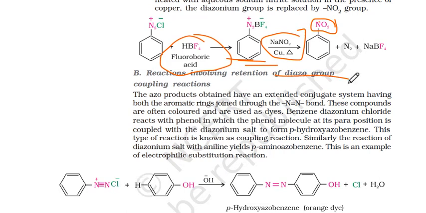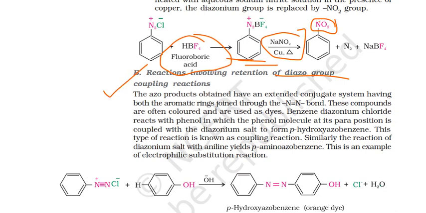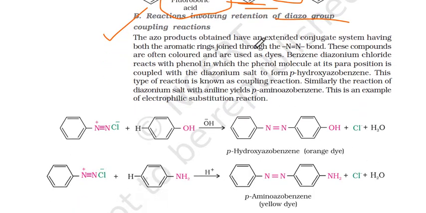We have various reactions, and we have coupling reactions. The azo products obtained have an extended conjugated system, having both the aromatic rings joined through the N=N bond. So this is what happens in coupling reactions. These compounds are often colored and are used as dyes. Benzene diazonium chloride reacts with phenol, in which the phenol molecule at its para position is coupled with the diazonium salt to form para-hydroxyazobenzene. This type of reaction is known as coupling reaction.